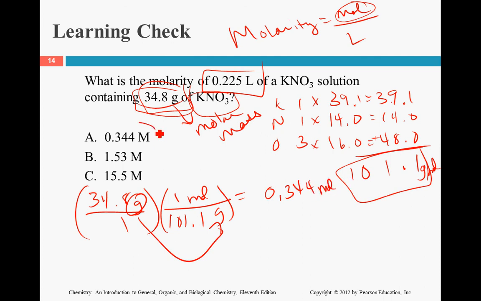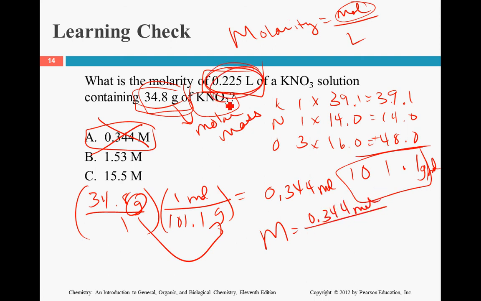They tried to trick you saying like, oh, you're done here, but you're not. You have to figure out what the molarity is. So molarity is 0.344 moles divided by the total volume, which is 0.225 liters. Which comes out to be 1.53, which is actually B.